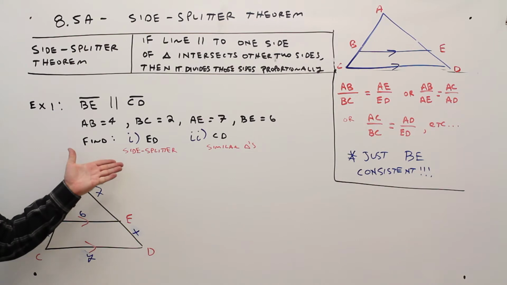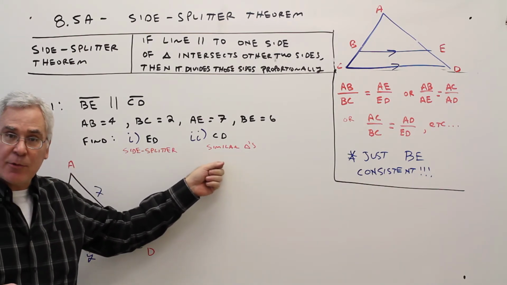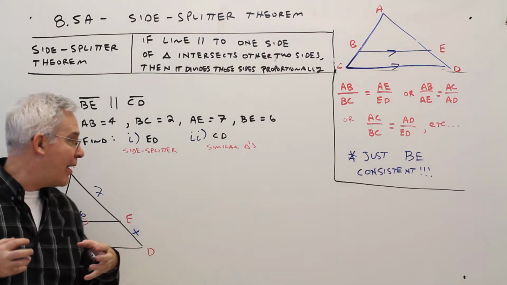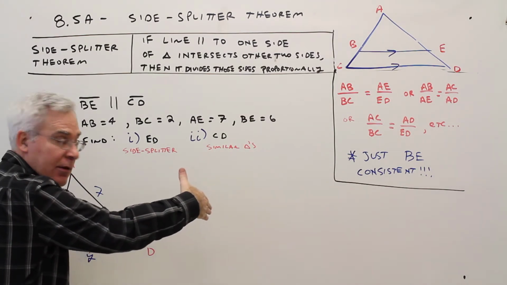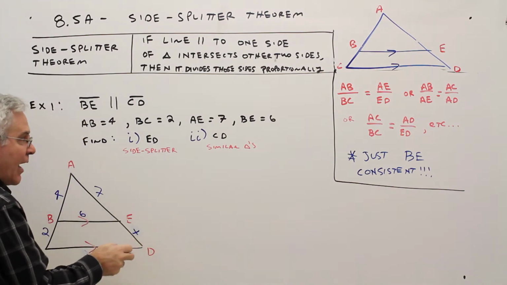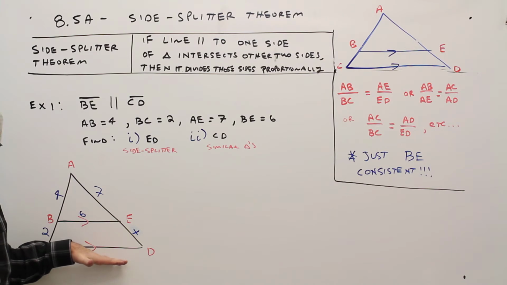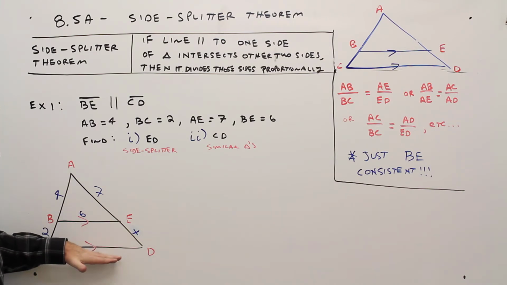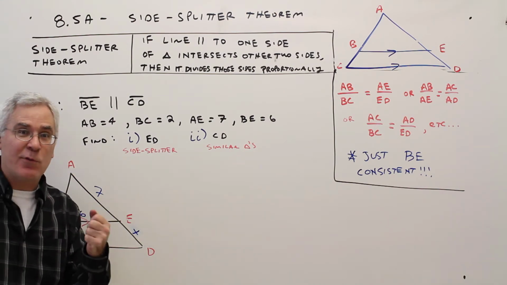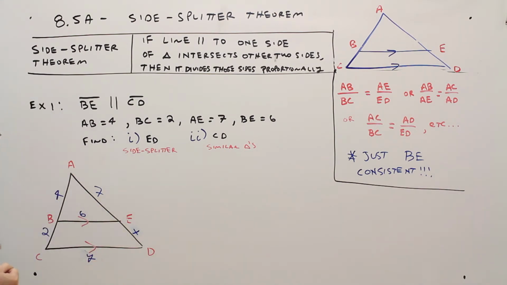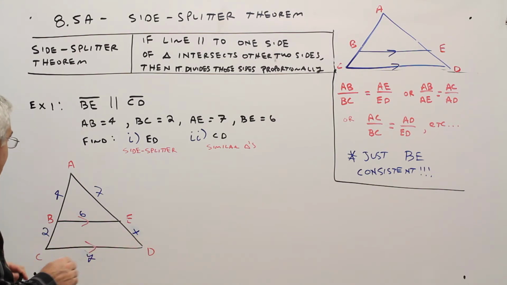All right, I've already stated here, we're going to use a side splitter for this and similar triangles for this. I just want to emphasize, the side splitter is used to find sides. ED is one of those sides. We cannot use the side splitter to find bottoms. Okay? So to find CD, I'm going to be using similar triangles. So you got to keep in mind those two different methods. Okay, so let's use the side-splitter theorem to find X, which is ED.